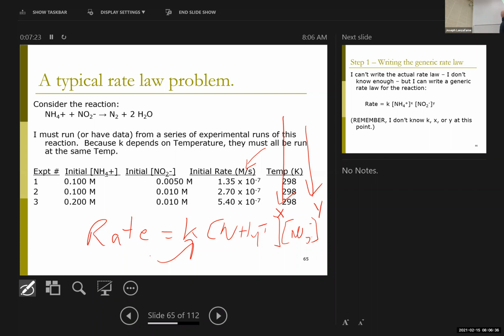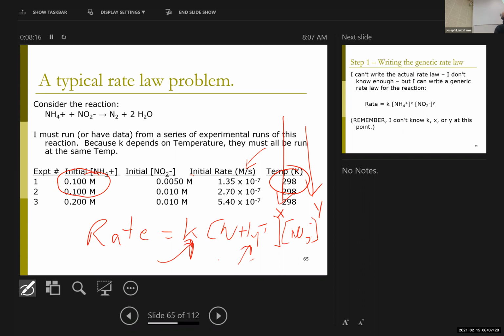And you can see what I did if you look specifically at the difference between the experiments. If you look at experiment 1 and 2, I kept the ammonium constant. I kept the temperature constant, which means K is not changing, and the ammonium contribution to the rate is not changing. And so the only thing that changed was the nitrite. So effectively, by my choice of initial conditions, still 298 Kelvin, still 0.1 molar ammonium, any measured change in rate has to be due to the nitrite and only the nitrite. And so I've isolated one of the variables I needed to know.